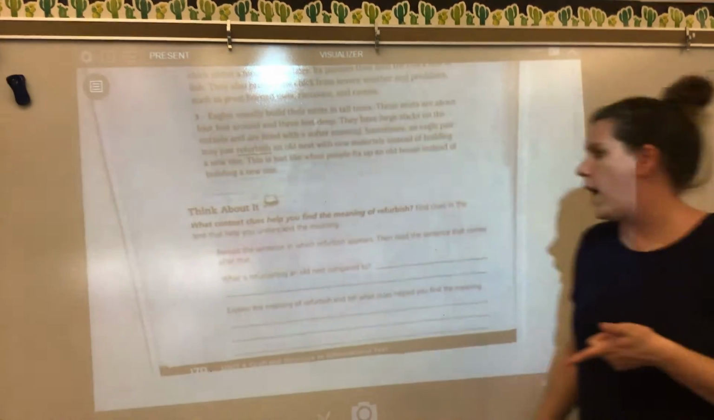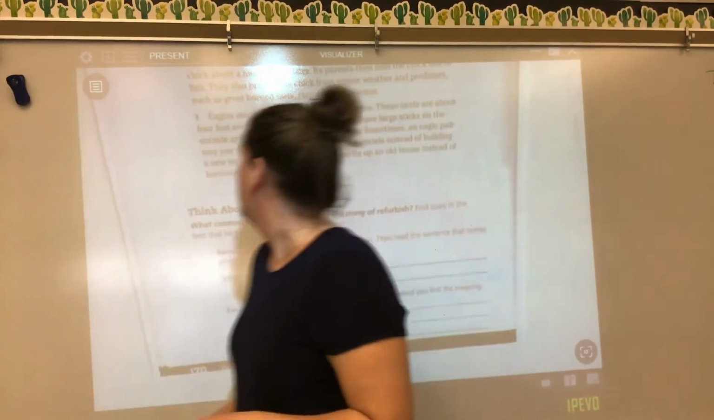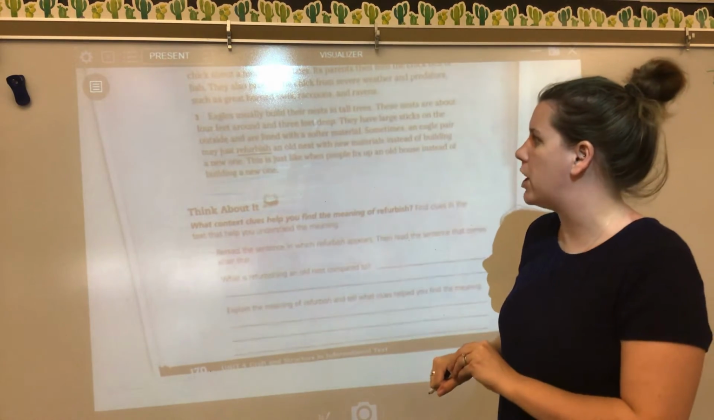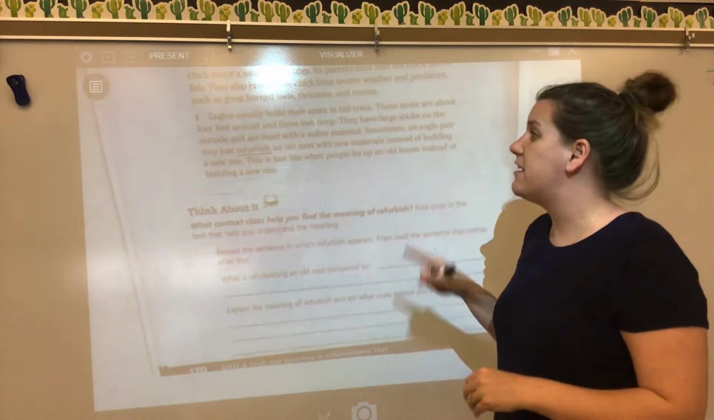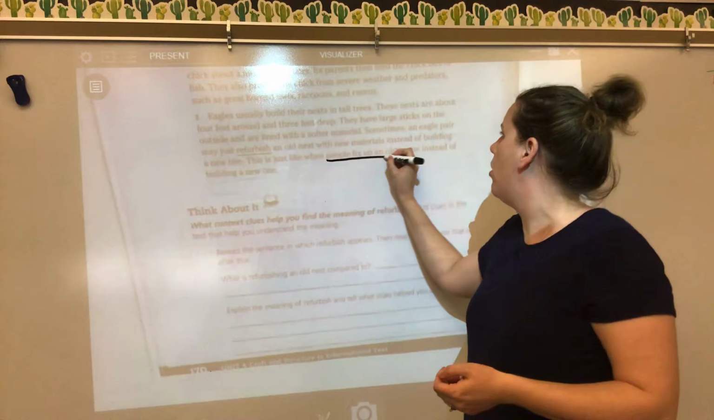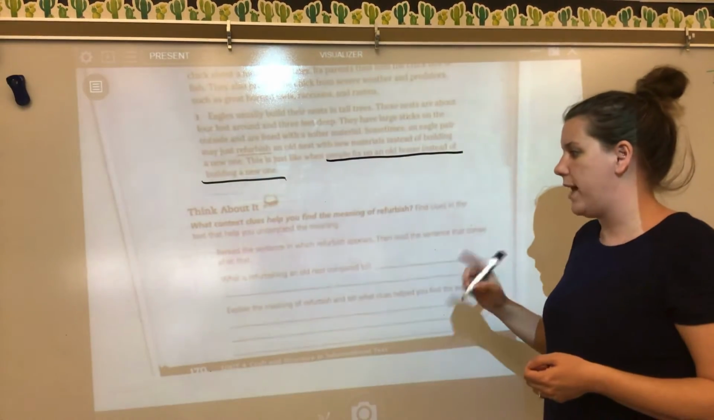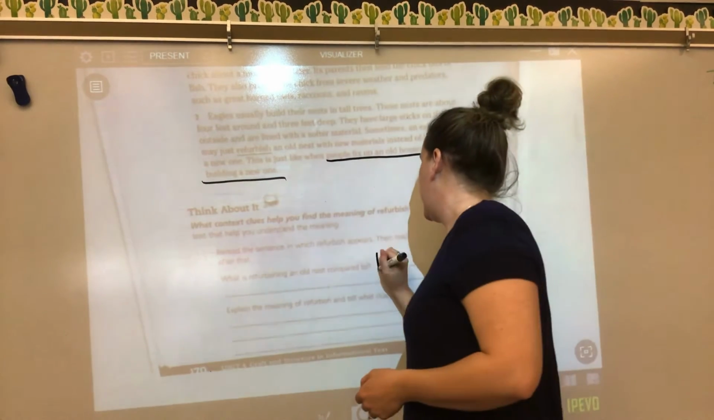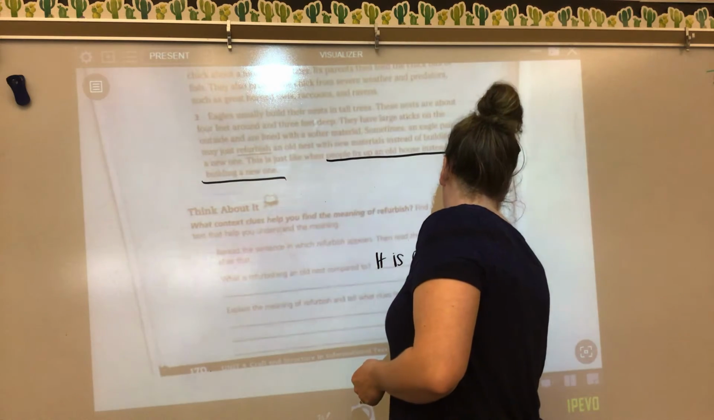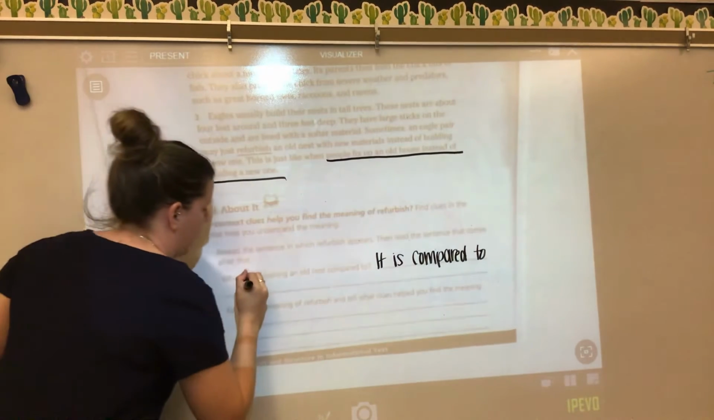But in paragraph 3, we have this word refurbish, and it's asking what refurbishing an old nest is compared to. So it says, an eagle pair may just refurbish an old nest with new materials instead of building a new one. This is just like when people fix up an old house instead of building a new one. So what is refurbishing an old nest compared to? It is compared to fixing up an old house.